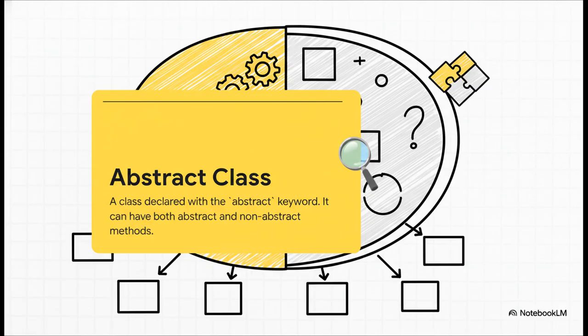It can have a mix of methods. Some of them can be abstract, just like in an interface, forcing any subclass to provide its own version. But, and this is key, it can also have regular, fully implemented methods, providing shared code that all its children can use right out of the box.